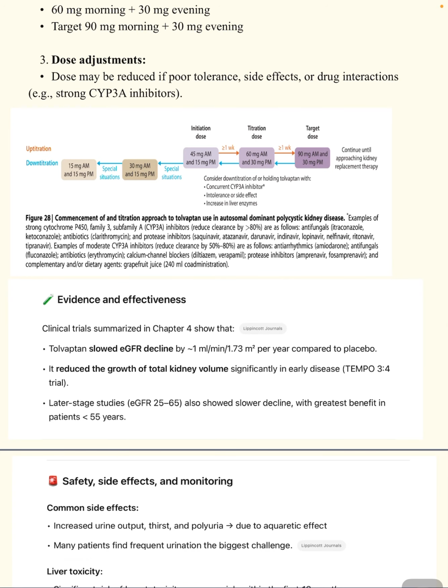Evidence behind tolvaptan. KDIGO summarized the data from two trials: the TEMPO trial and the REPRISE trial. Here, the studies show tolvaptan slows eGFR decline by 1 ml per minute per 1.73 square meter per year. It reduces the growth of total kidney volume. The greatest benefit is found in younger people, usually less than 25 years.